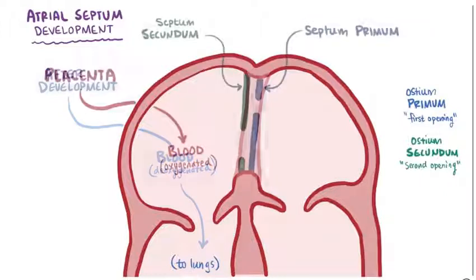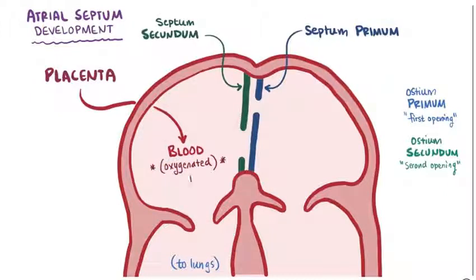In the developing fetus, though, it's already oxygenated, so instead of going to the right ventricle and to the lungs and back to the left atrium, it just bypasses the right ventricle and lungs through the foramen ovale and into the left atrium. The oxygenated blood then goes to the left ventricle to be pumped to the body.